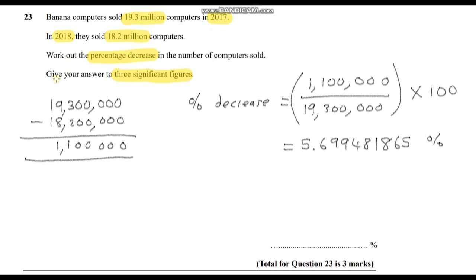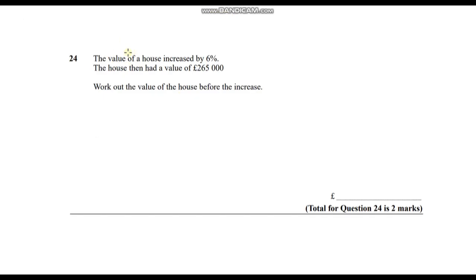Now in the last line it says give your answer to 3 significant figures. So 3 significant figures. This is our first significant figure. So 1, 2, 3. So we're going to have to look at this 9 here. So we're going to either round this up or it's going to stay at a 9. And we can see that this 9 tells us that we're going to round this up. So it's going to round up to 5.70. So our answer as a percentage is going to be 5.70%.